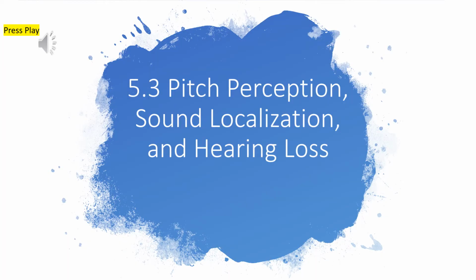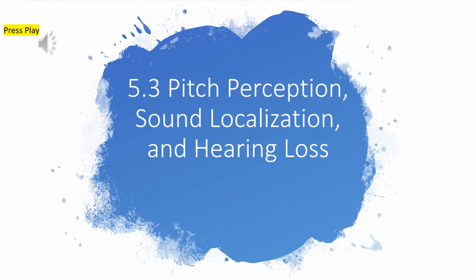Section 5.3 also talks about pitch perception, sound localization, and hearing loss. With pitch perception, this breaks it down into two theories, but there are several theories. The two theories that the book talks about are temporal theory and place theory. Really, both just deal with frequency, high frequency, low frequency, or high-pitched sounds and low-pitched sounds, and how the frequency hits the basilar membrane, and how we discriminate those sounds.